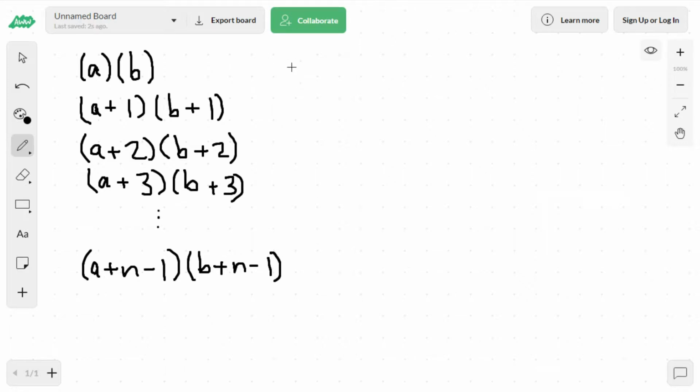Okay, cool. And then what are these things all equal to? Let's do some expanding and simplifying. Oh, that's going to be fun. Okay, so what do we get here? Well, it's just a times b, we get ab. What about this one? Well, this is a little more interesting. We get some binomial expansion here.